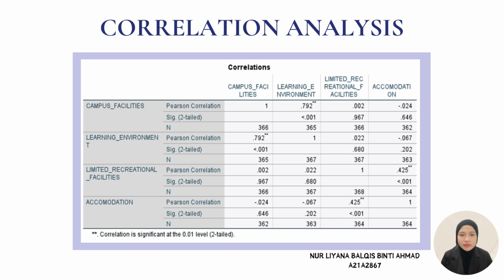I will continue the presentation with Pearson correlation coefficient analysis. As we can see in the table, the correlation between campus facility and learning environment is 0.792. Next correlation is between campus facilities and limited recreational facilities, which is 0.002. Meanwhile, the correlation for campus facilities and accommodation is negative 0.024.